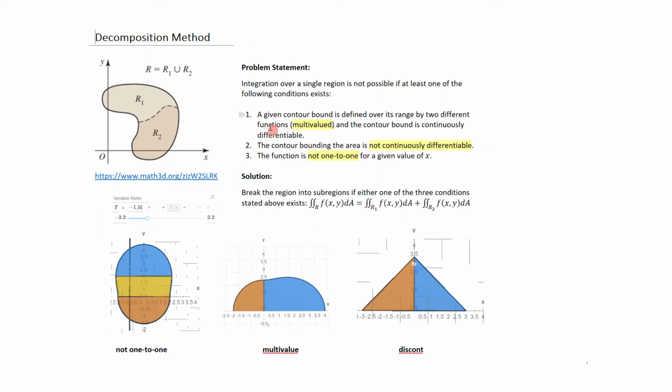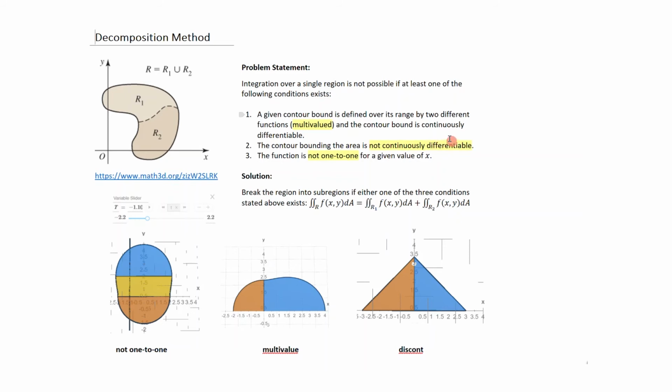Condition one is that a given contour bound, so a bound would be basically upper bound or lower bound, is defined over its range by two different functions. Hence we say multi-valued. And the contour bound is continuously differentiable, all right, which means the slope as you move around the boundary basically is continuous. The second possibility is that the contour bounding the area is not continuously differentiable. And the third is that the function is not one-to-one for a given value of x.